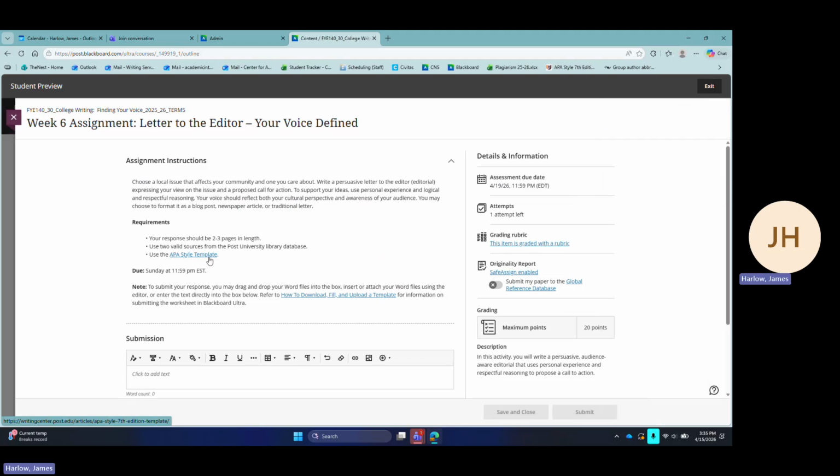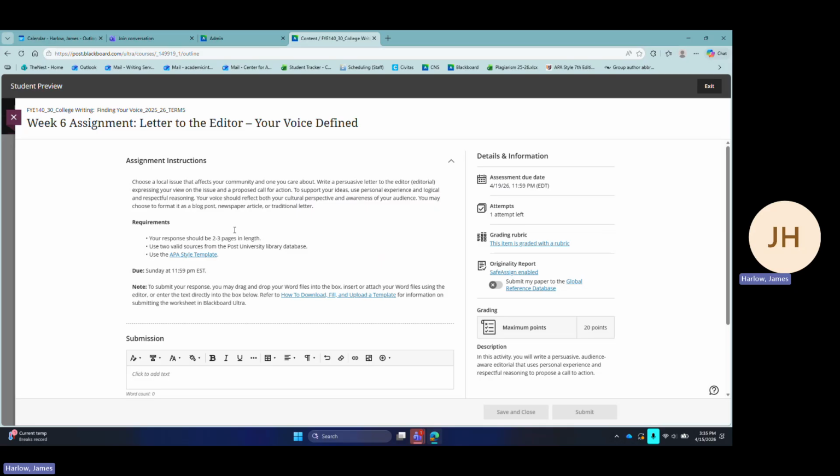So be sure that you upload it on the APA style template. So you're going to have a title page, you're going to have your references page, you're going to have the 2 to 3 pages, which are in the body. So remember, the 2 to 3 pages do not count your title and your references page. It's 2 to 3 pages of original writing.